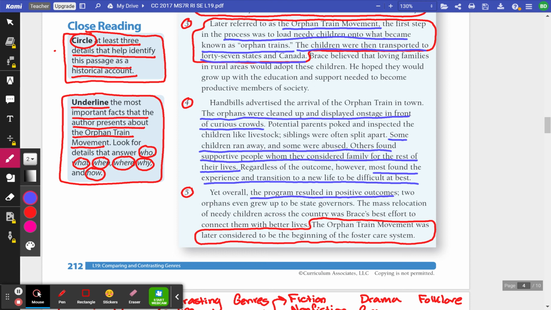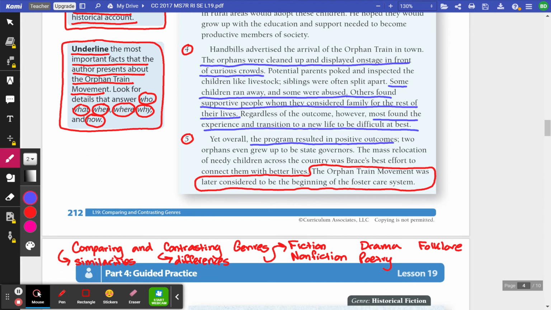The next thing I underlined says some children ran away and some were abused. Others found supportive people whom they considered family for the rest of their lives. So this tells me what happened to some of the orphans after they were adopted, right? So this tells me who and what. So what happened? I know some of the children ran away, some were abused. But it kind of had a good outcome for some of the kids, right? Because they found supportive family. So that's an important historical detail as well.